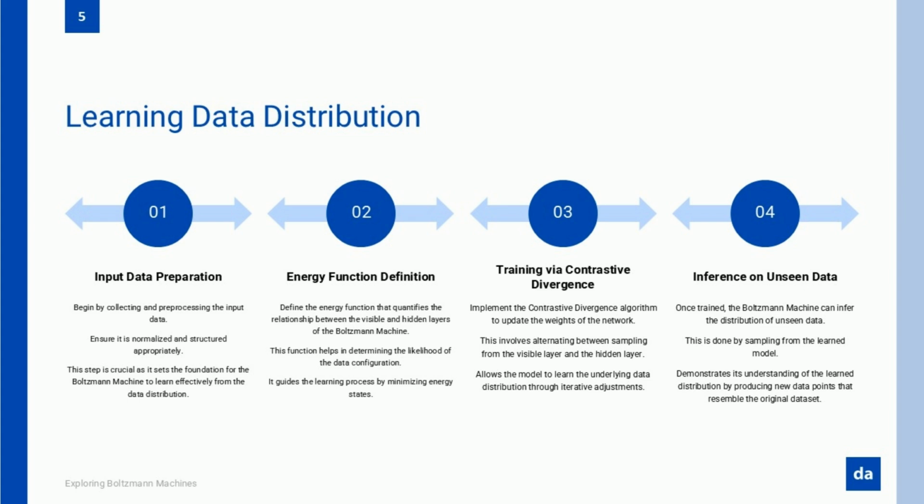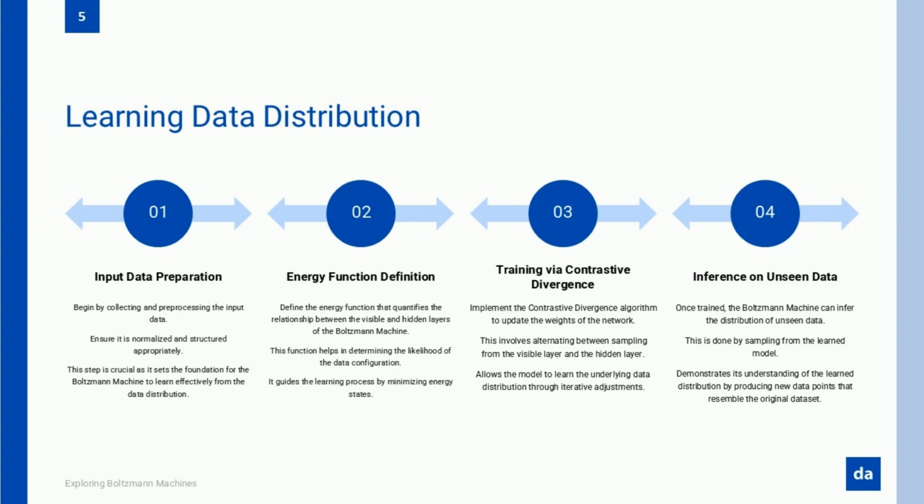This learning process happens in two phases, a positive phase and a negative phase. In the positive phase, the model looks at real data samples and strengthens the connections between neurons that frequently activate together. In the negative phase, the model generates its own data samples by sampling from the learned distribution, and it weakens the connections that don't contribute to accurate predictions. The goal is to make the generated data as similar as possible to the real data while still exploring new possibilities.